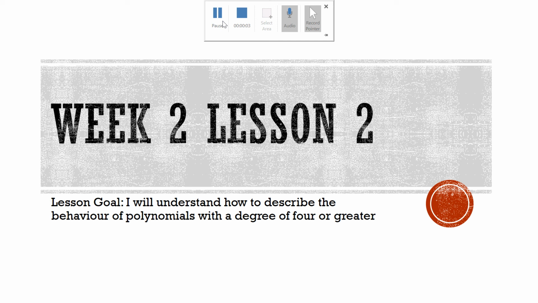This is going to be our last content lesson on the behaviour of polynomials. Friday's lesson is going to be a bit of a review lesson of the last couple of weeks. So what we're going to be doing today is looking at how to predict and describe how polynomials will act as they approach negative infinity and positive infinity. So what is the end behaviour of polynomials?